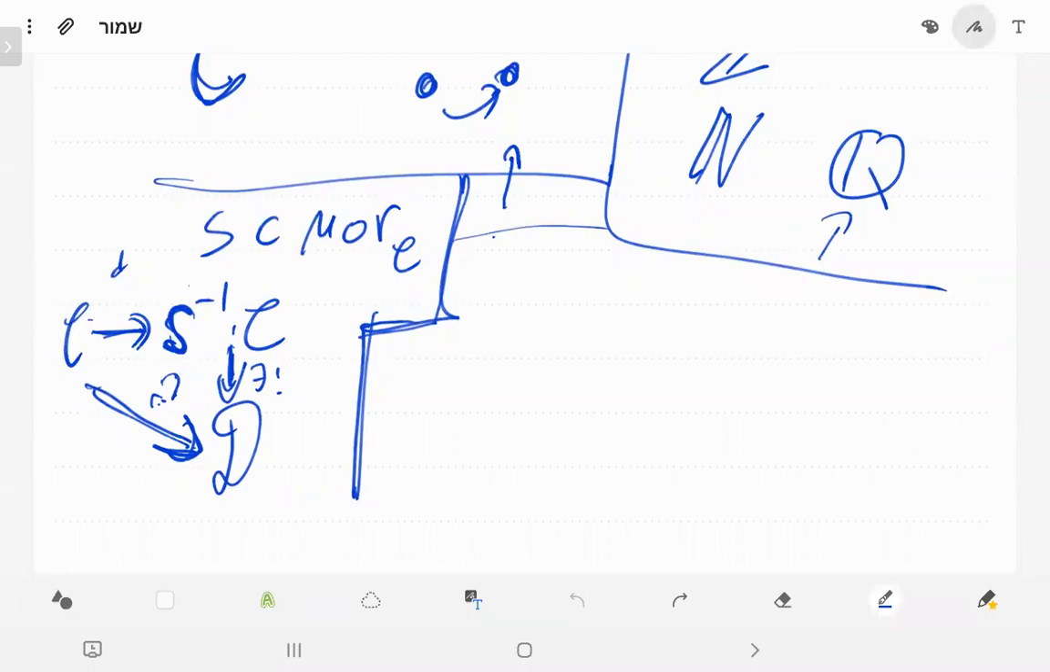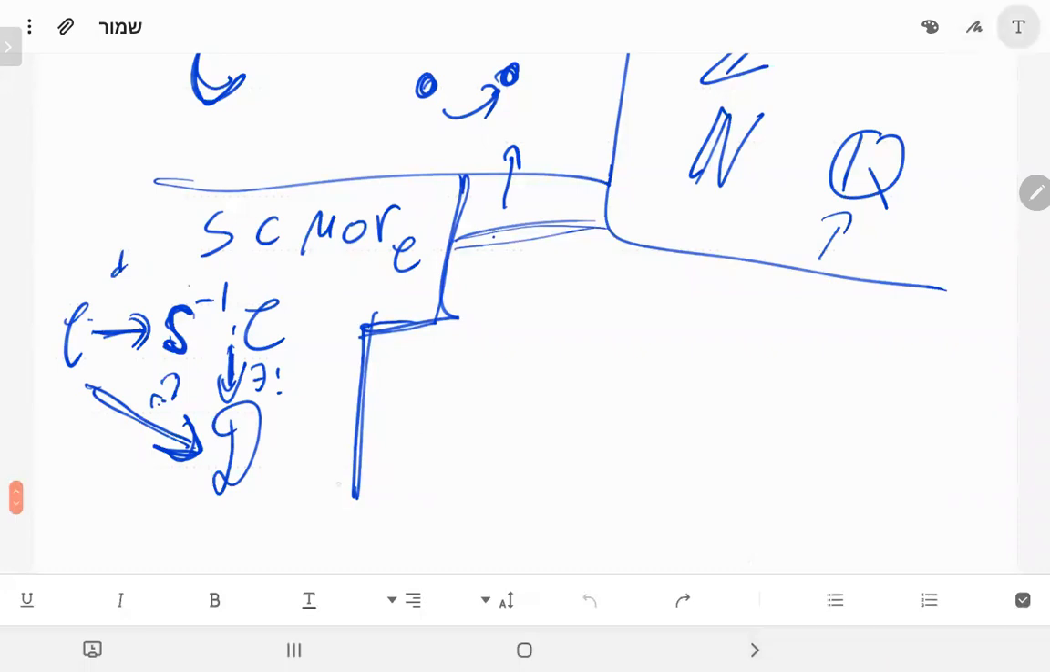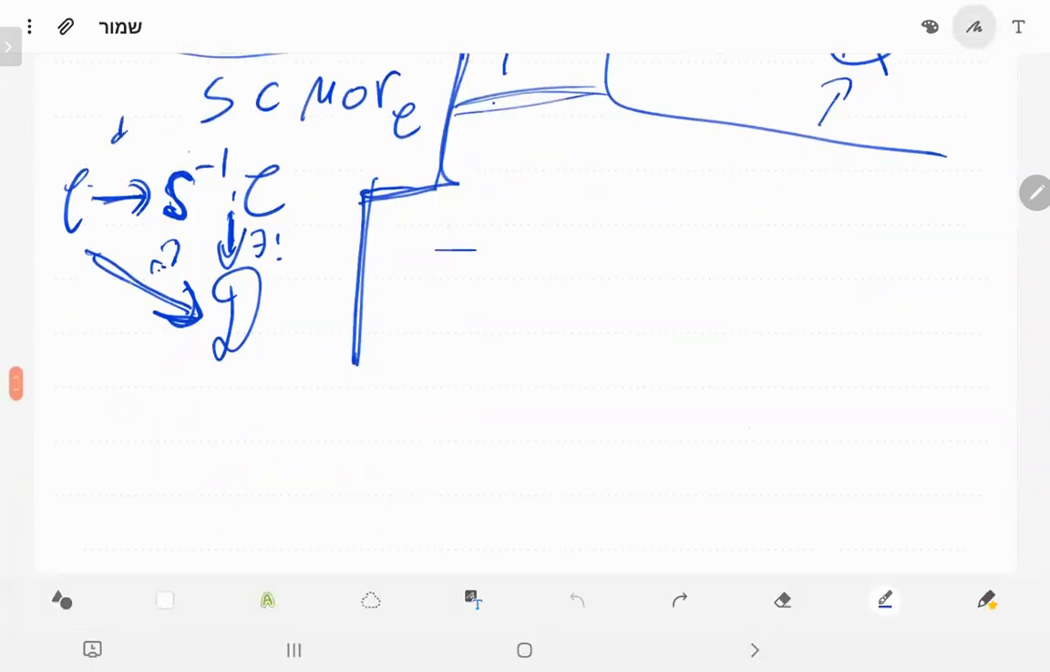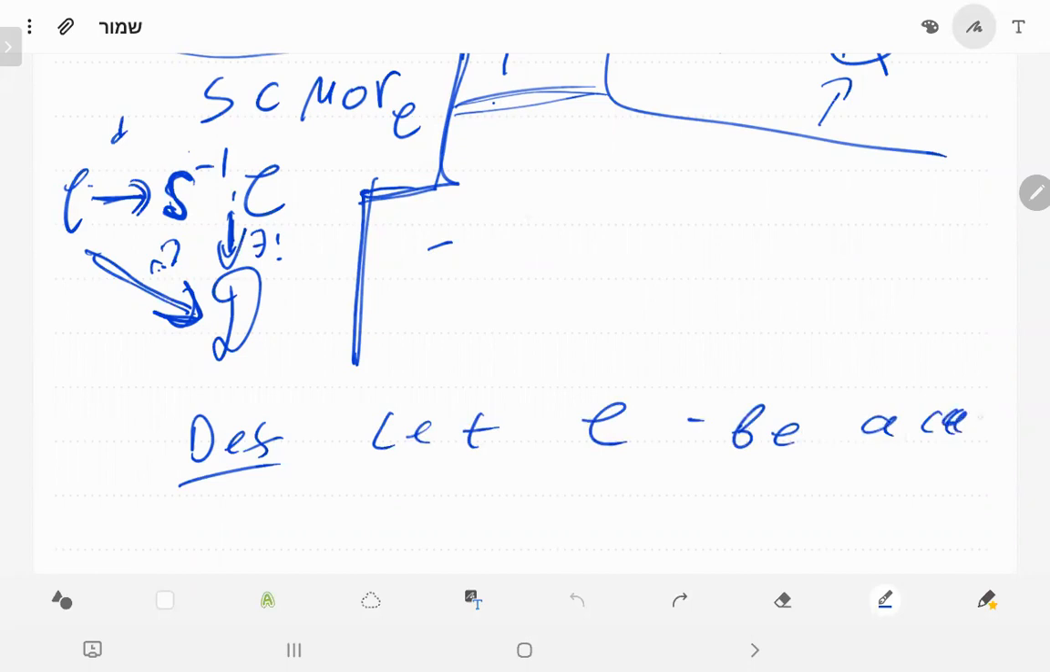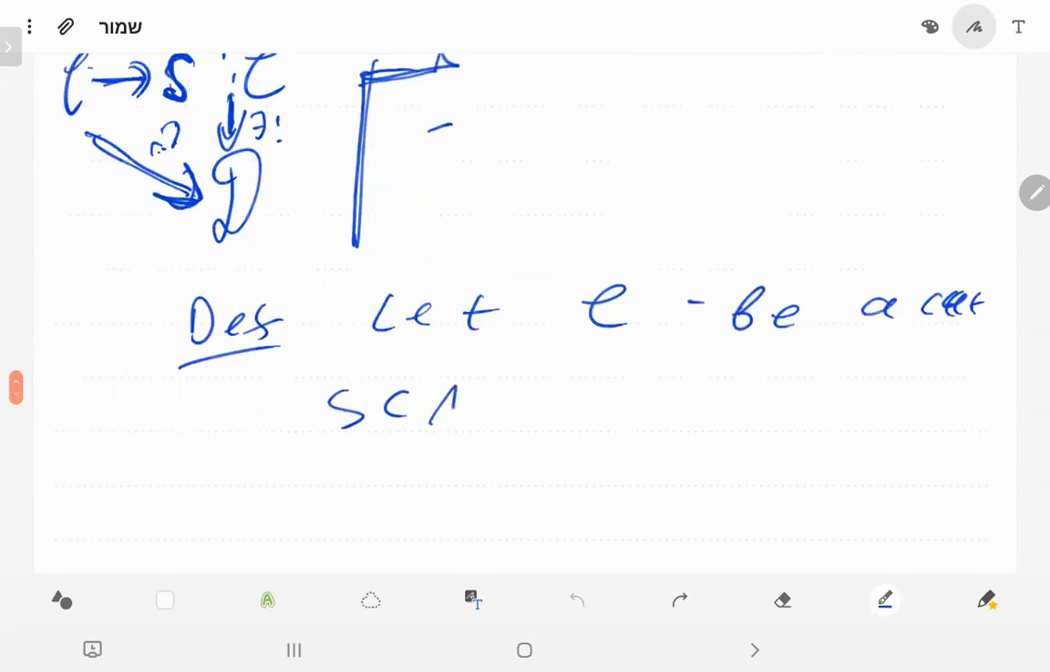But the problem is a bit with this universality, so let me phrase it a bit differently. Here is a way. So I have the category of all functors. Definition: let C be a category, S inside the morphisms of C.